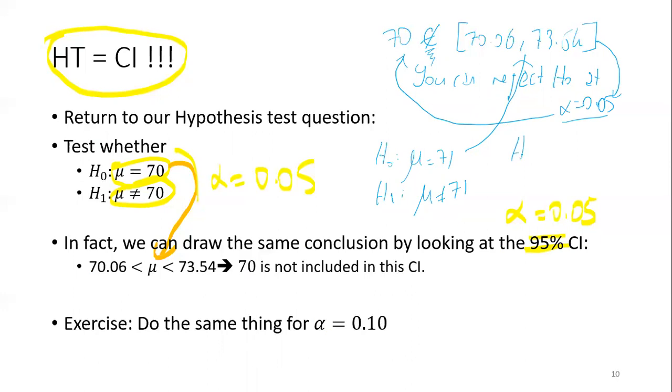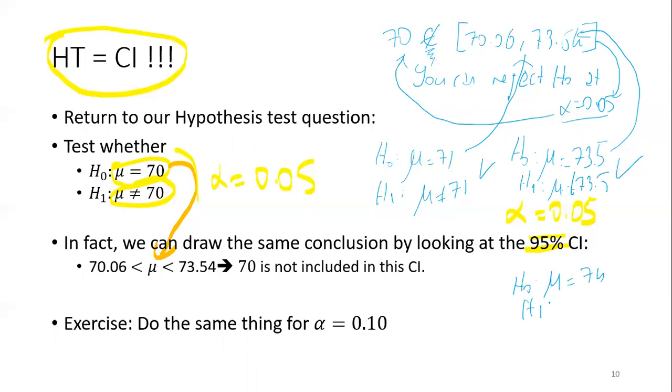Or if I ask you H0: mu is equal to 73.5 versus H1: mu is not equal to 73.5, do you reject the hypothesis? Well, not, because it's in the confidence interval, so you don't reject this. But for example, if I ask you H0: mu is equal to 74 versus H1: mu is not equal to 74, will you reject the hypothesis?